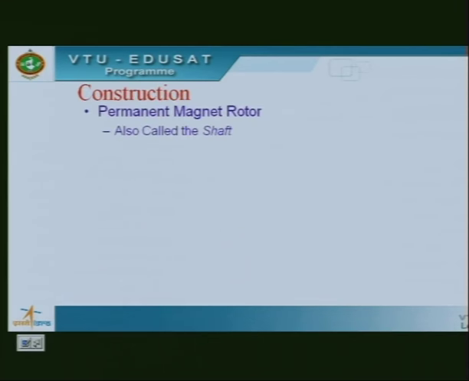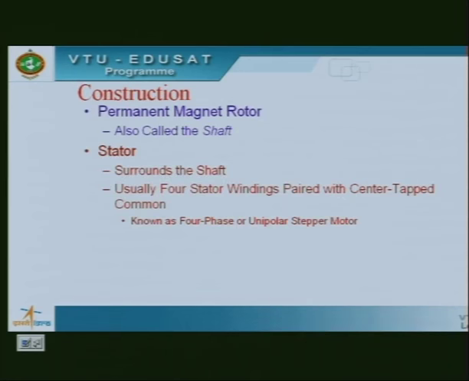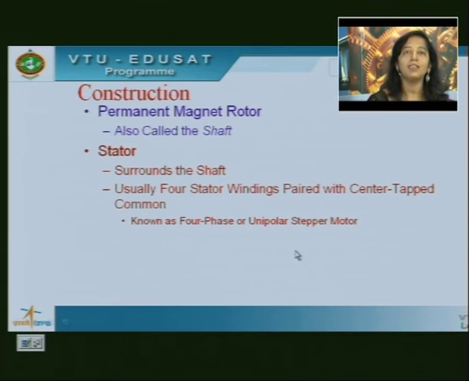How is it constructed? As I told you, it uses a permanent magnet rotating shaft or rotor, and the stator is the one surrounding the shaft. There will usually be 4 stator windings which are paired with a center tapped common. Such a motor is called a unipolar stepper motor or a 4-phase stepper motor.